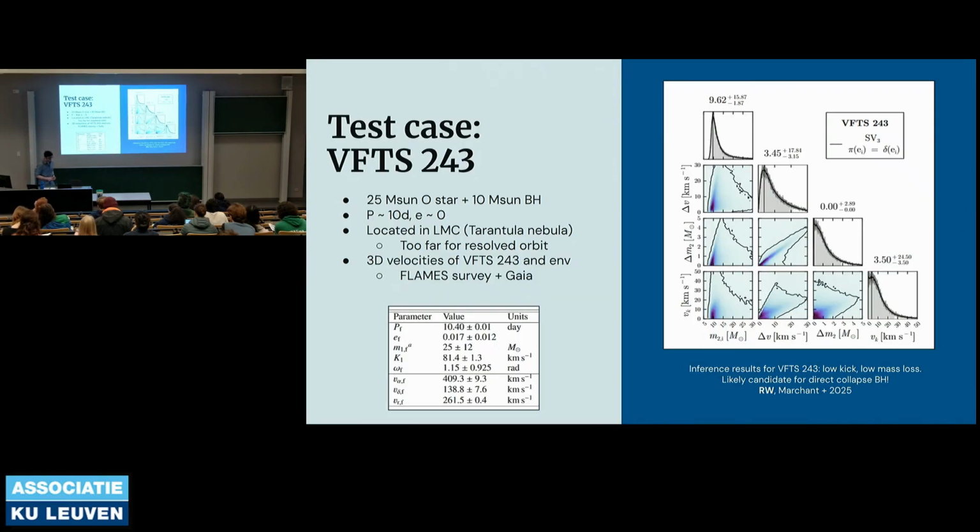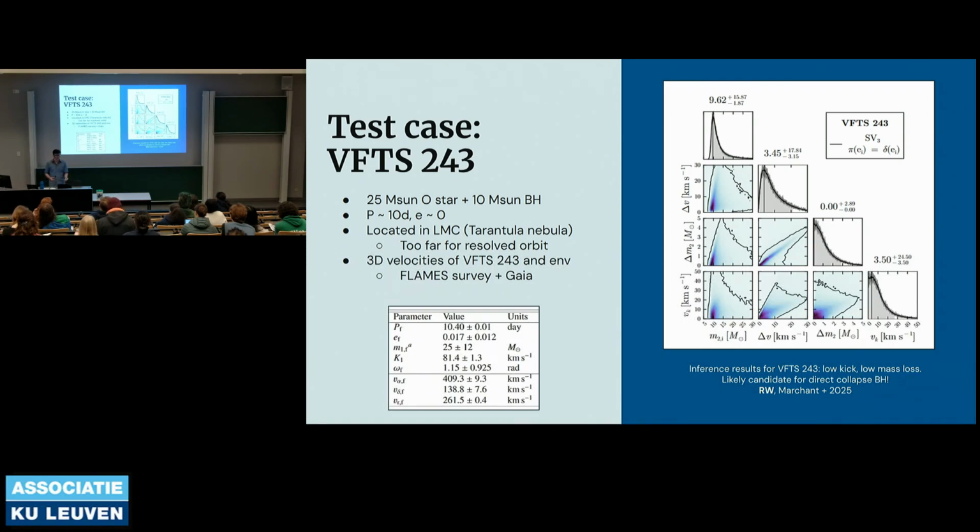Now, to verify the code, we used as a test case this famous system, VFTS 243. This should be very famous to everyone here. This was discovered primarily by KU Leuven a couple years ago, with Tomer leading the study. This is a 25 solar mass O star with a 10 solar mass black hole companion. Orbital period is about 10 days. And importantly, the eccentricity is very close to 0. This is a great constraint for the kind of study that we do.